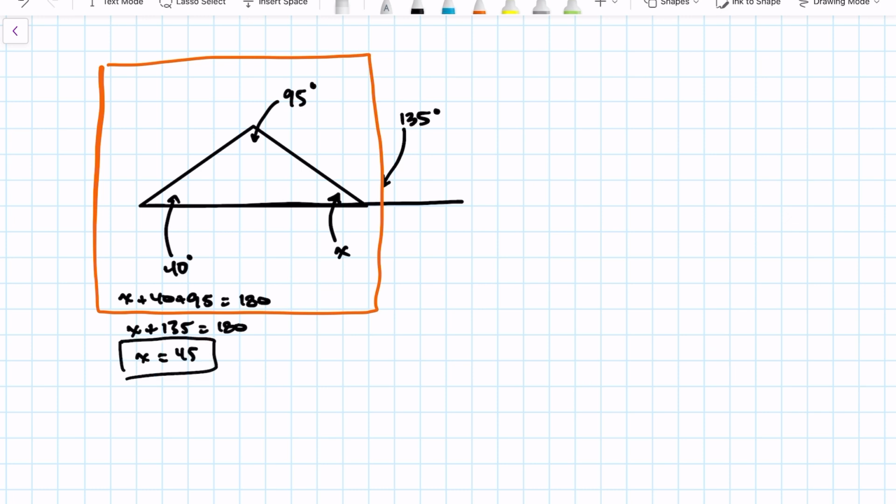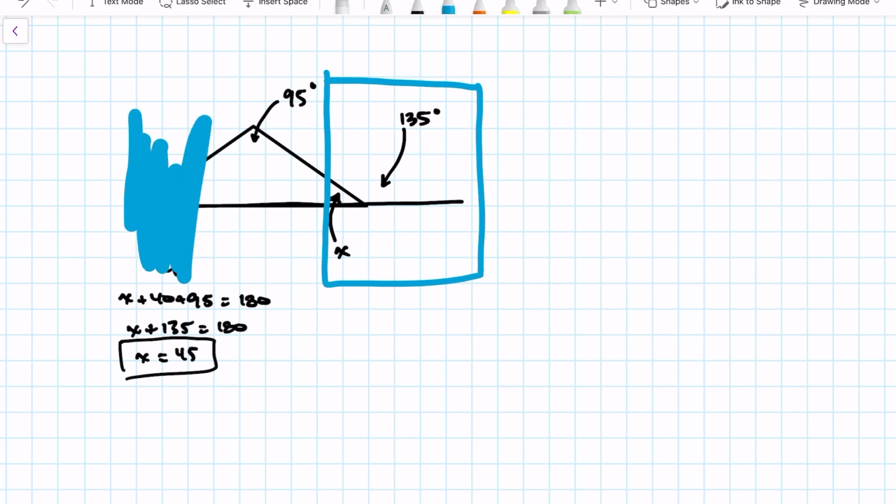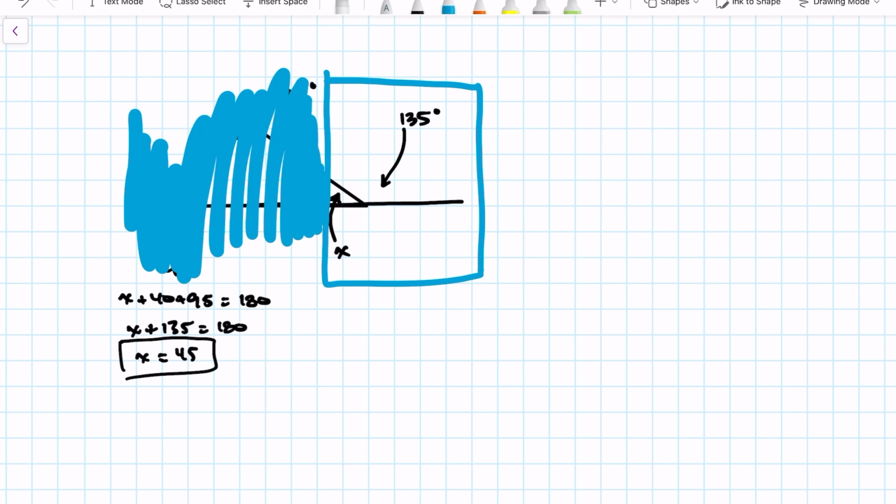Now, what if you went the other way? So now we're going to ignore the orange section, and we're going to focus on this blue section right here that I'm adding. Now, you could see that this is actually just a supplementary angle. And I could even go so far as to cover the entire triangle here, and you could see that I'm left with just a supplementary angle. And so in this case, if we do the math, we know that supplementary adds up to 180. So x plus 135 is equal to 180. And you see that I'm left with a very similar equation to what I just had earlier. And I get that x is equal to 45.